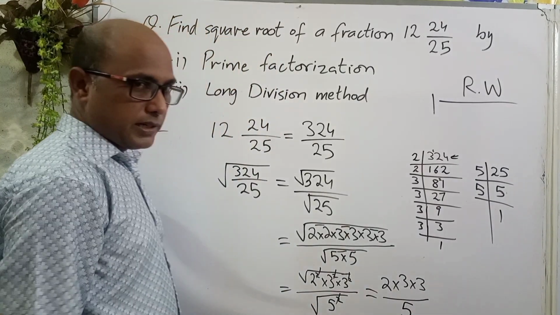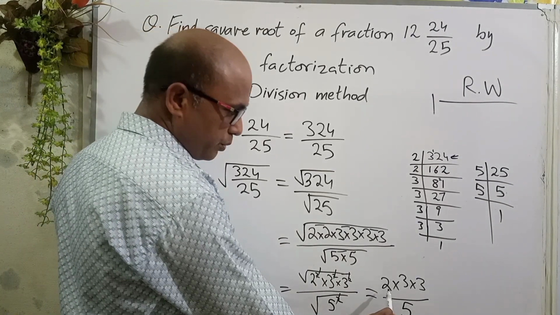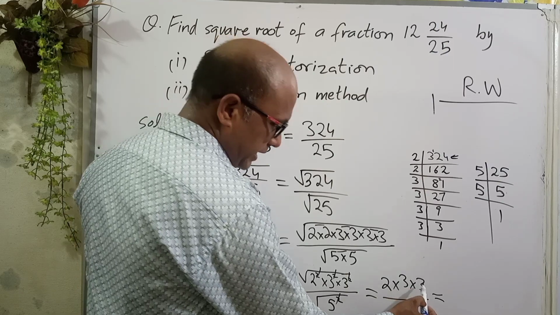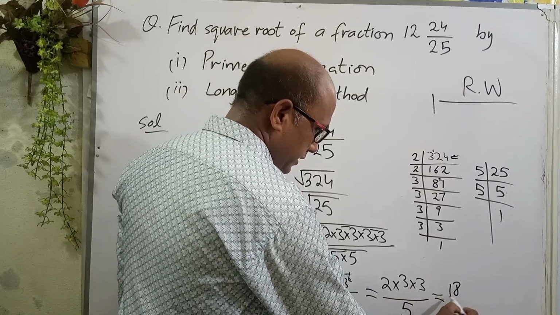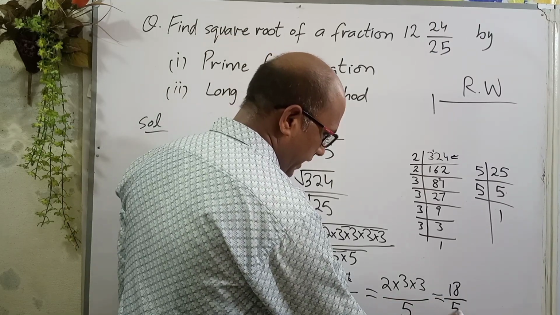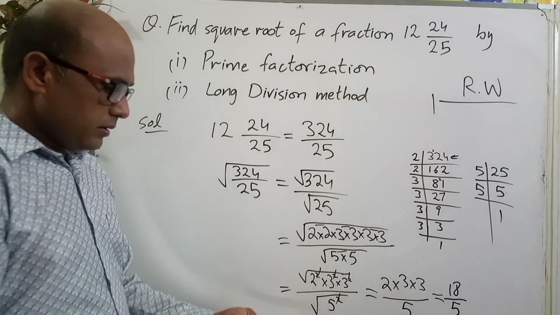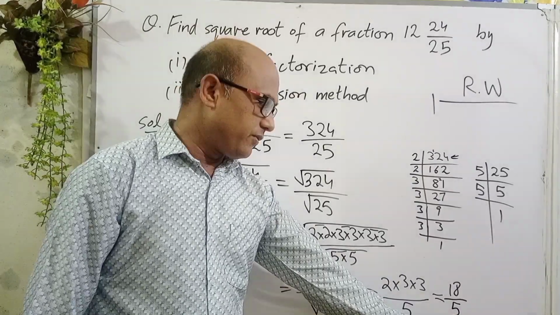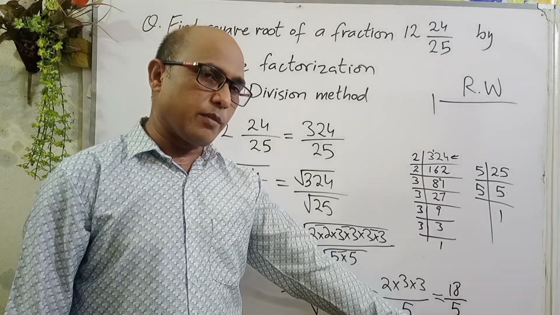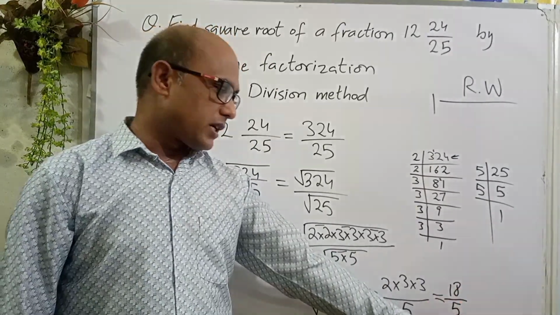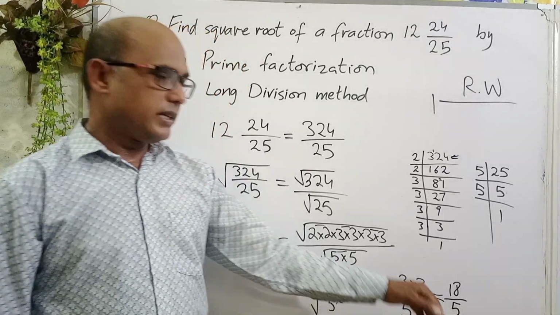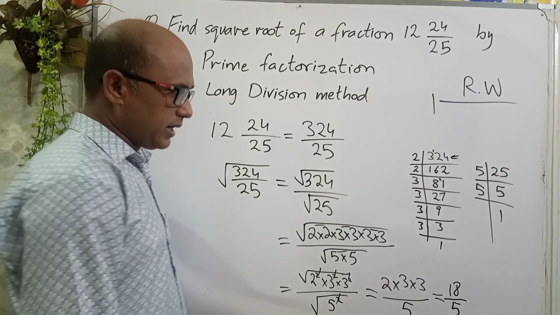By multiplying the numbers in the numerator, students will get 2 3s are 6, 6 3s are 18. 18 by 5. So students, we have got 18 by 5. Students, this is an improper fraction. You can convert it into a decimal, or you can convert it into a mixed number as well.